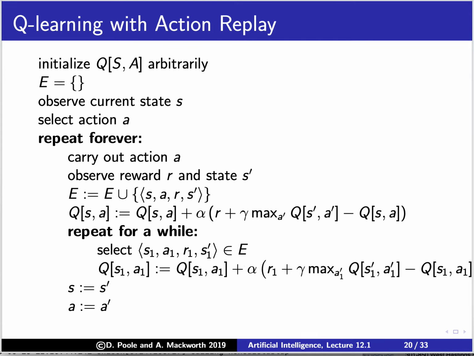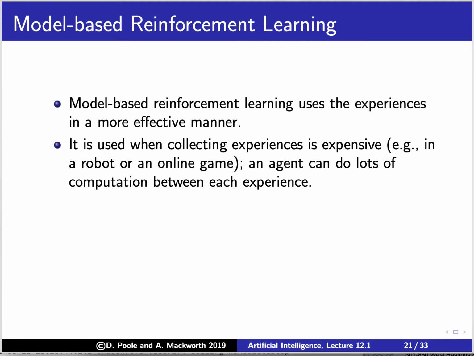Okay, here's another algorithm for us. What we're going to do is model-based reinforcement learning. This uses experience in a much more effective manner. Instead of using an experience and throwing it away as in Q learning, or just using experiences as we did in the previous one with action replay, it's actually going to learn the probabilities. So it's going to make more effective use of the experiences.